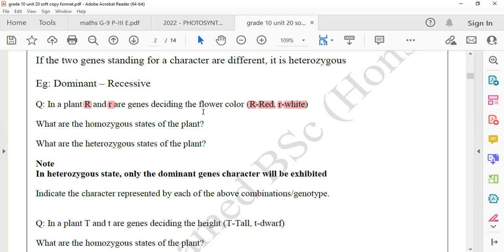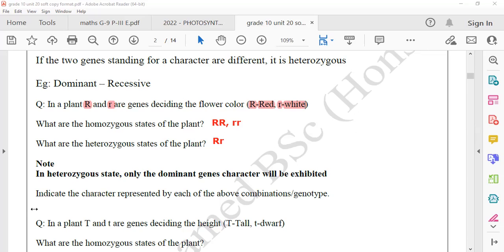Right. What are the homozygous states of this plant? Capital R, capital R, and simple r, simple r. Correct. What are the heterozygous states of this? Capital R, simple r. In that one, you don't have any problem. Correct?